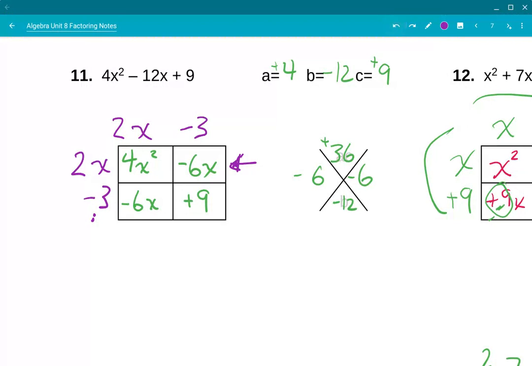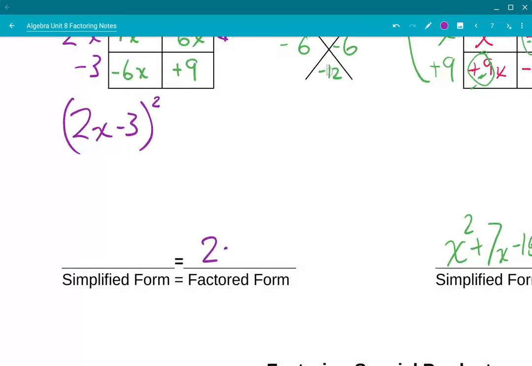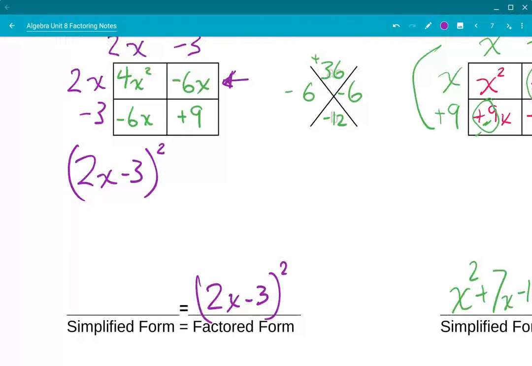So there we go. That's our factors. It's 2x minus 3. That's not even what I wanted to write. Both of them are 2x minus 3. So we can write the answer like that: 2x minus 3 squared. So there's our factored form for 4x squared minus 12x plus 9.